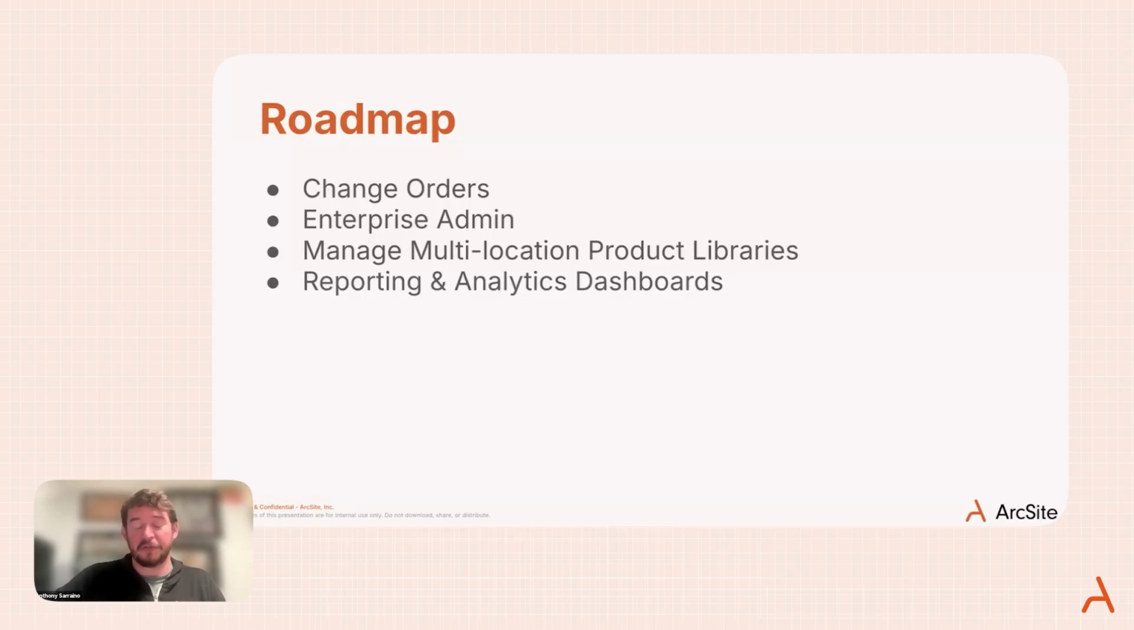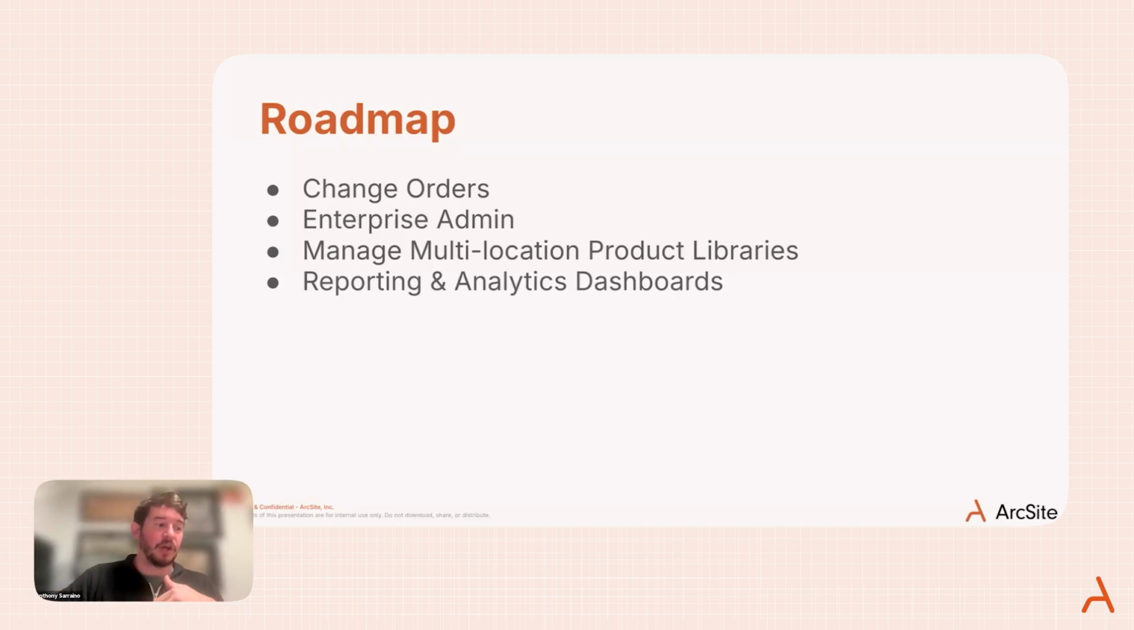And a lot of times, even if you had three locations with the same product library, you would have to manually update each product library inside of ArcSite. So even if you had one library but three different locations, each location had their own product library. Now you'll have one single library that'll associate out to all of your locations. So it's a much easier way for you to manage and edit any type of price change, any type of new addition that you're adding to your product line.